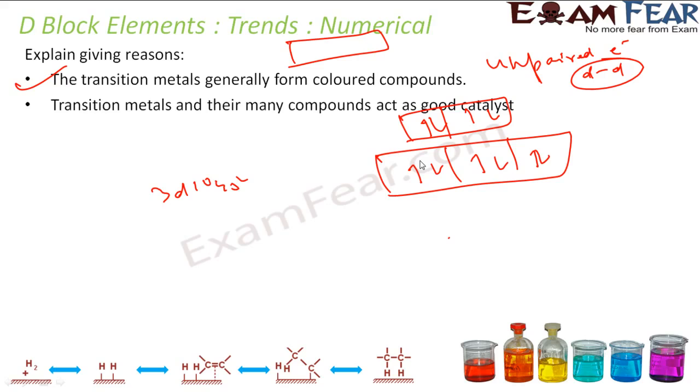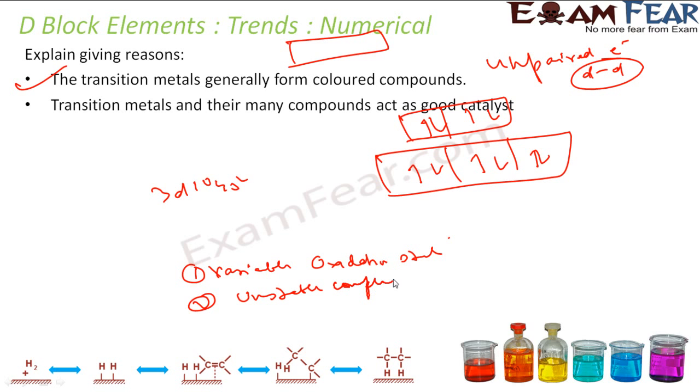Transition metals and many of their compounds act as good catalysts. Again, the reason for the good catalyst, as I told you, was the variable oxidation state. And they form unstable complexes. This unstable complex is also because of, again, unpaired electrons and vacant d orbital. And they also provide surface area for reaction. Again, this is also because of unfilled d orbital. So most of these properties of transition metals are actually because of unpaired d electrons or unfilled d orbital.